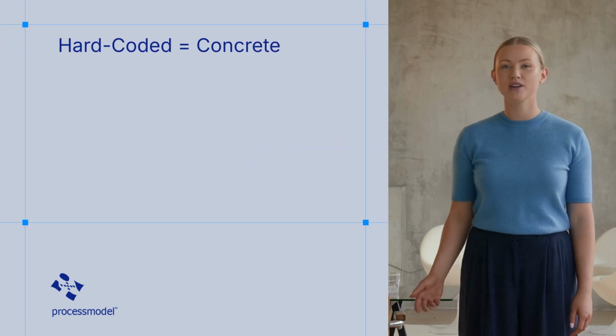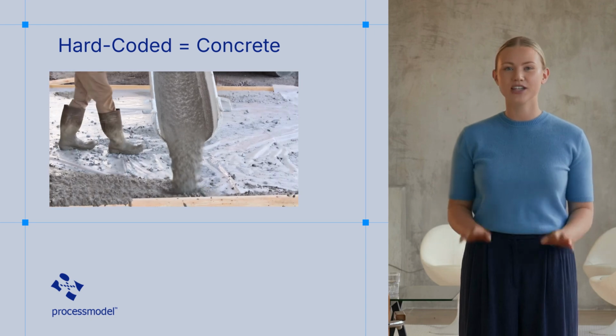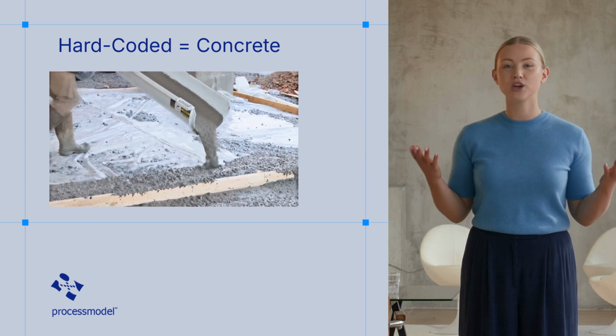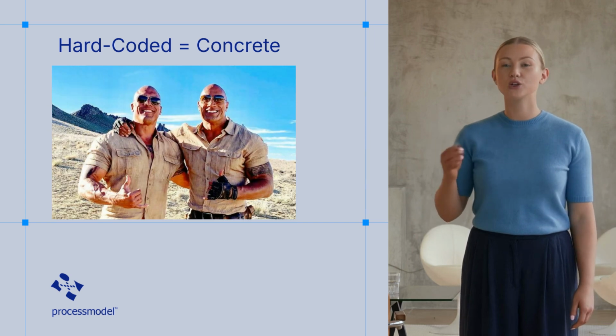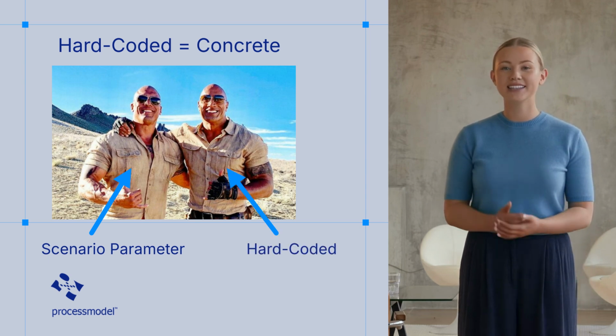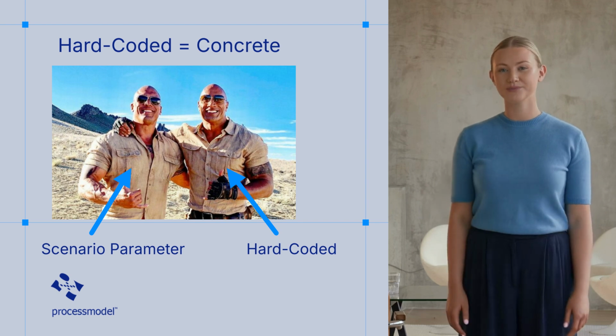It starts with a scenario parameter. Think of a parameter as a stunt double for your data. Instead of hard-coding a number, which is the simulation equivalent of pouring concrete, you use a parameter. It holds the place so you can swap values in and out instantly without breaking the model.